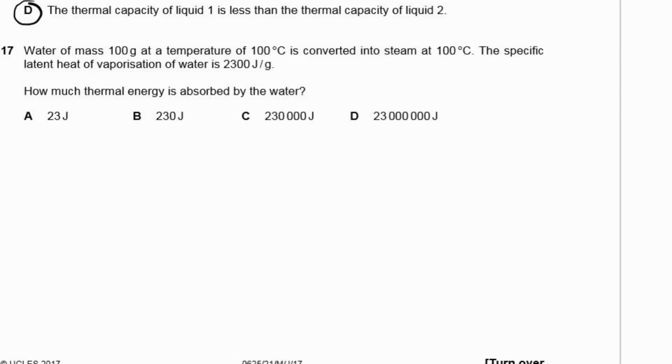Water of mass 100 grams at a temperature of 100 degrees C is converted into steam at 100 degrees C. So no change in temperature, just water to steam. The specific latent heat of vaporization of water is 2,300 joules per gram. How much thermal energy is absorbed by the water?